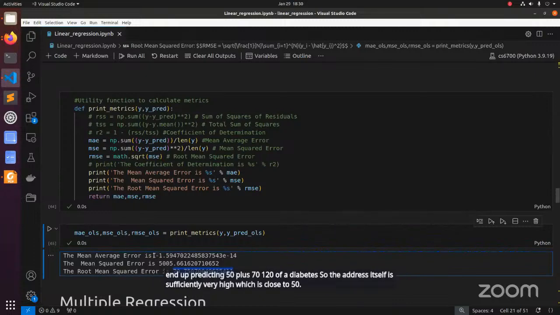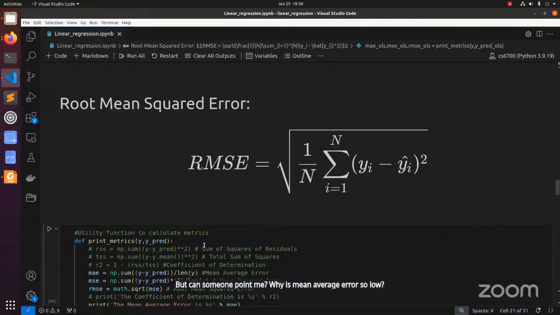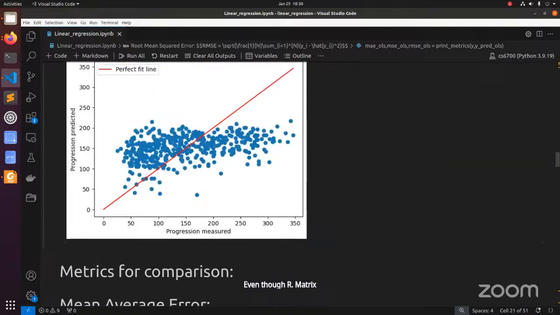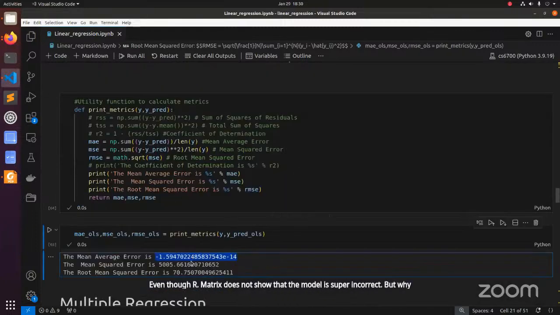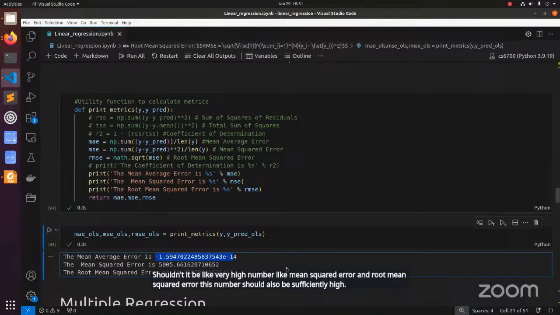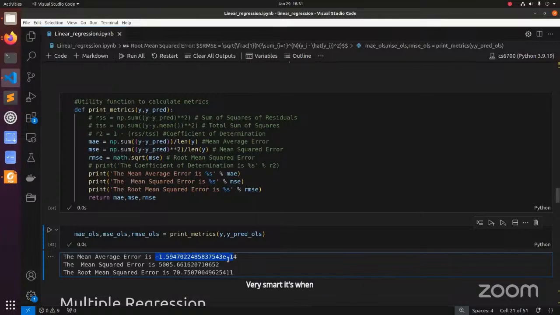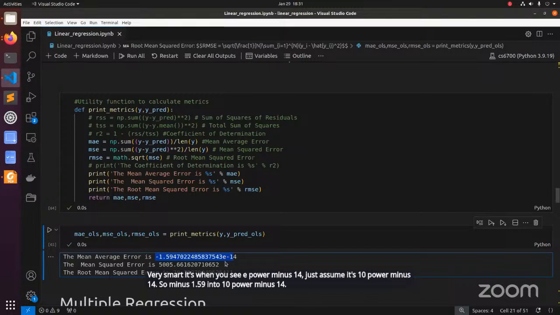But can someone point out why the mean average error is so low, even though our metrics show that the model is super incorrect? Shouldn't this number also be very high, like the mean squared error and root mean squared error? Can someone tell me why we are seeing a very low number here? It's very small. When you see e power minus 14, just assume it's 10 power minus 14. So minus 1.59 into 10 power minus 14. It's that small.